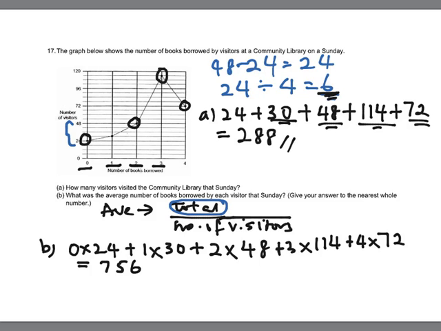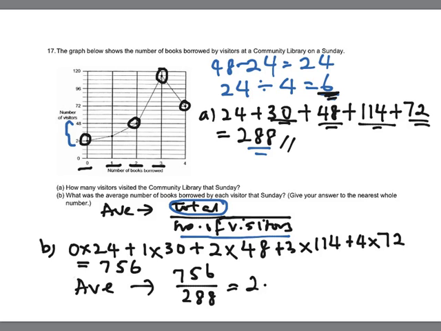Now, the number of visitors we have found out earlier on is 288. So therefore, the average, oops, sorry, let's use black ink. So the average would then be total number of books divided by the number of visitors, which answer is 2.625, right? But you cannot have 2.6 people, right?